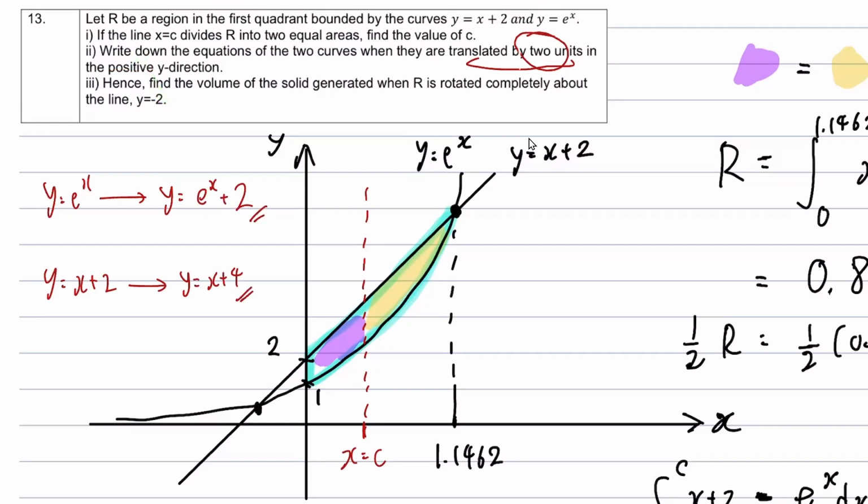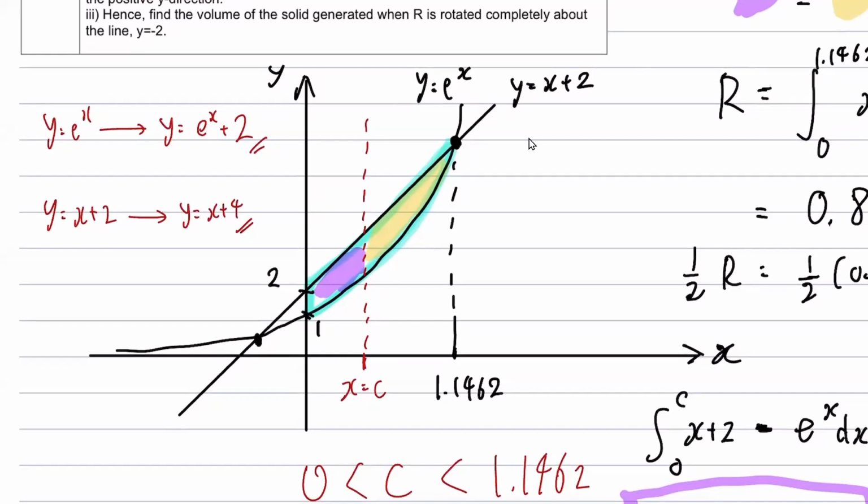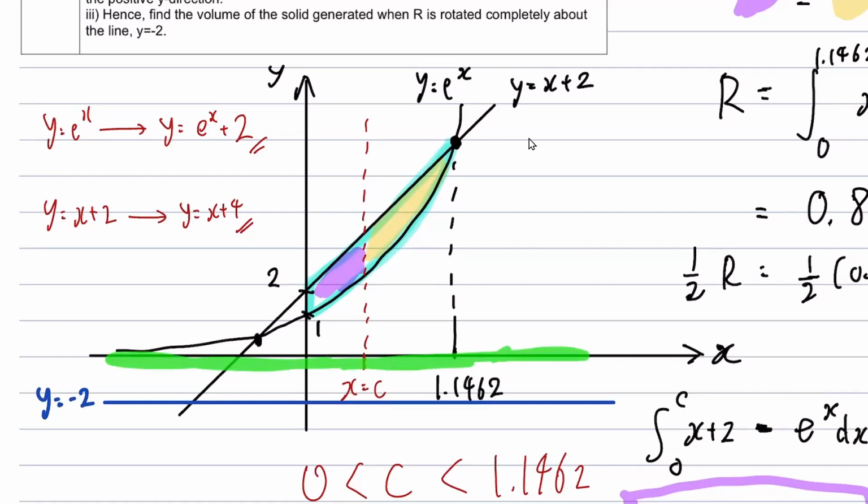That's easy. Then hence, find the volume of the solid generated when R is rotated completely about the line y equals -2. How? So you need to visualize what's going on. Here is y equals -2. What you're doing is you're rotating instead of about the x-axis, which is y equals to 0. Usually it's about y equals 0, right? But now we are trying to rotate about y equals -2. Can you visualize that?